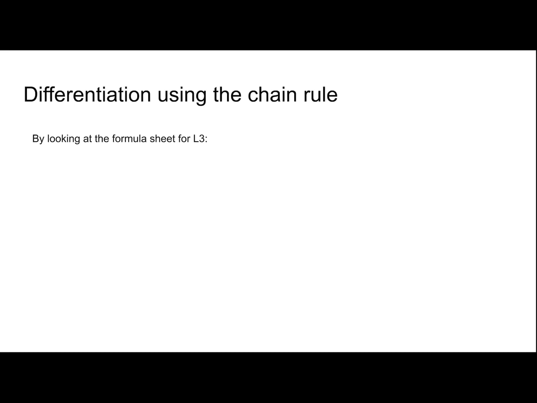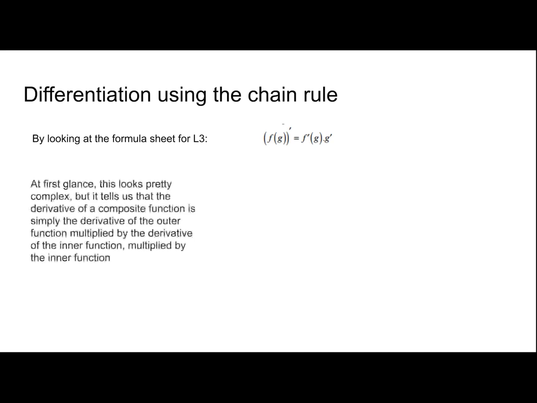So, differentiation using the chain rule. If we look at the formula sheet for level 3, this is what you'll see. At first glance it looks pretty complex, but it tells us the derivative of a composite function, f of g of x, where g is a function and f is a function. It is simply the derivative of the outer function multiplied by the derivative of the inner function. So that's just what it's saying. The dash means derivative.